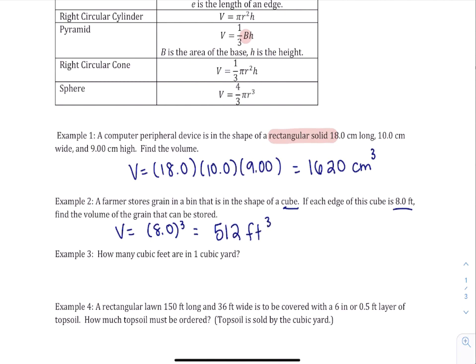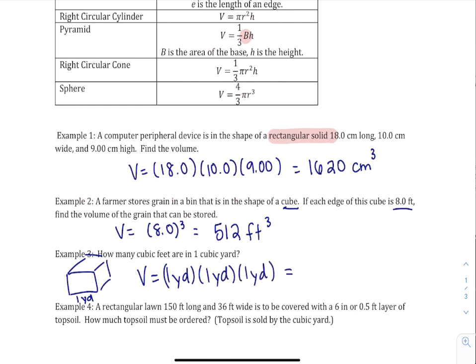Example 3 is not necessarily calculating the volume so much as it is helping us see a conversion here. How many cubic feet are in 1 cubic yard? When we have a cubic yard, we're basically looking at a cube where each edge is 1 yard. The volume here would be 1 yard times 1 yard times 1 yard.